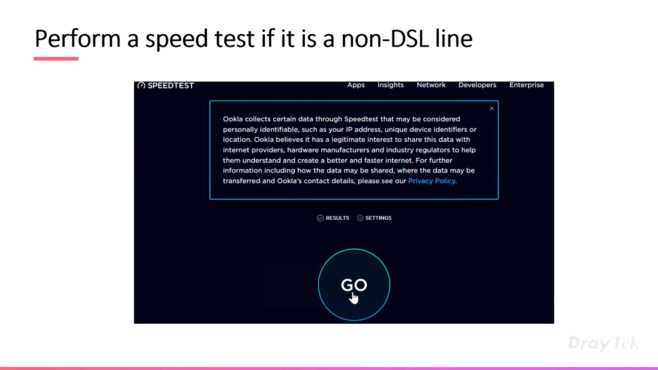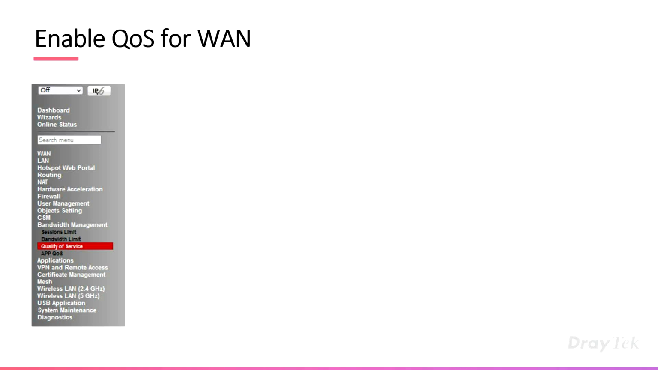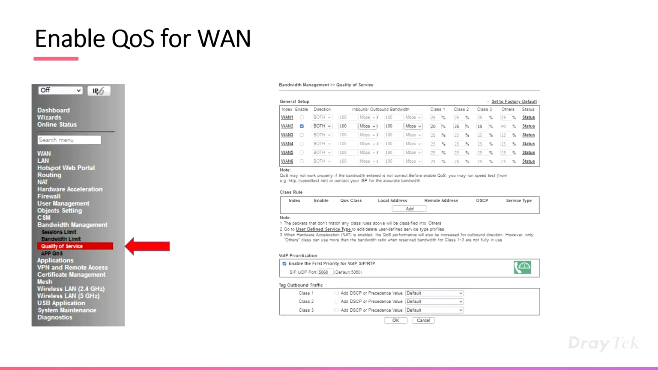First things first, if the router is a non-DSL router, you need to perform a speed test to identify what the speed of the line is. This is a very important step in setting up quality of service correctly. If we have identified correctly what the speed is, then we can go to quality of service on the router's graphical user interface and define the findings on the relevant WAN. In this case it is WAN 2.